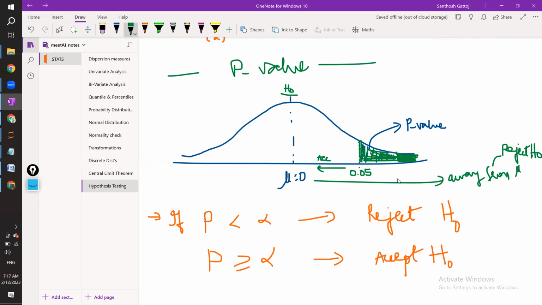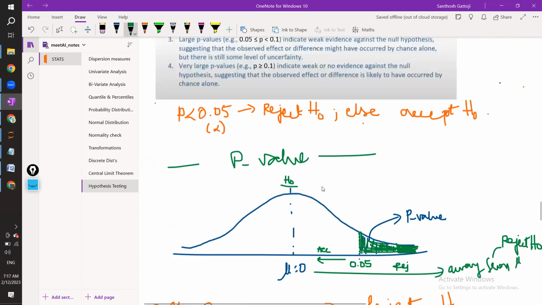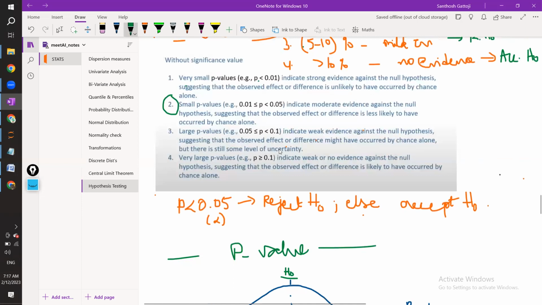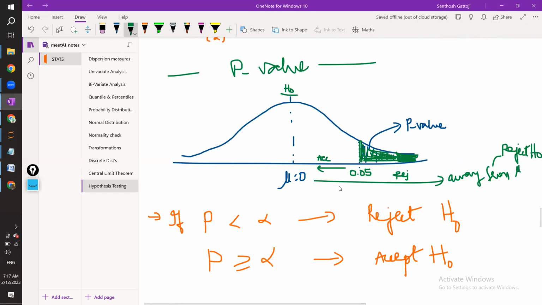But in this case, you need to reject it. Guys, just remember this line. The standard value is 0.05. When you speak about the p-value, just visualize this diagram in your mind, and this small region. Here you will have 0.05, because your alpha value is 0.05. From here you start building the p-value.